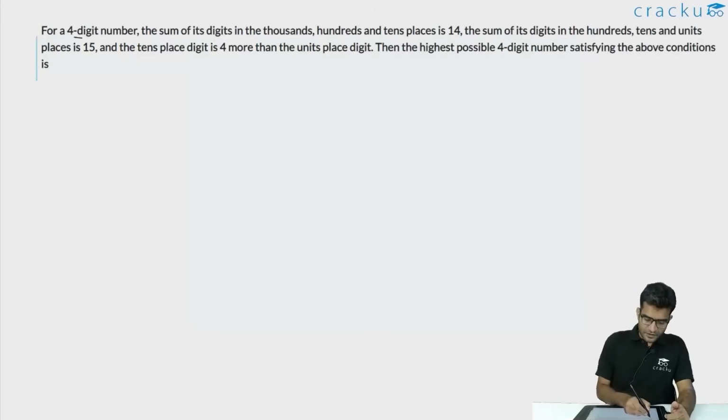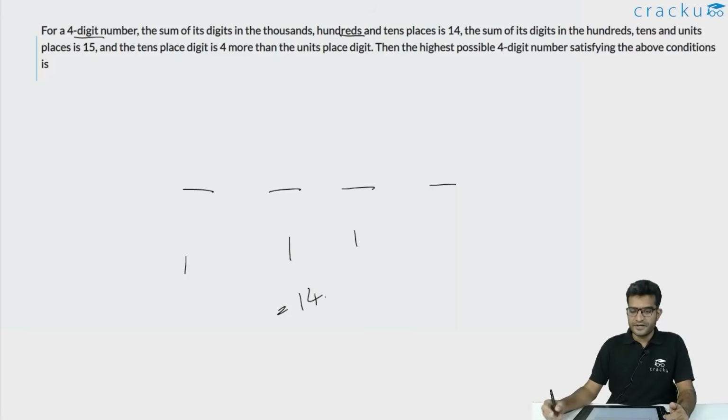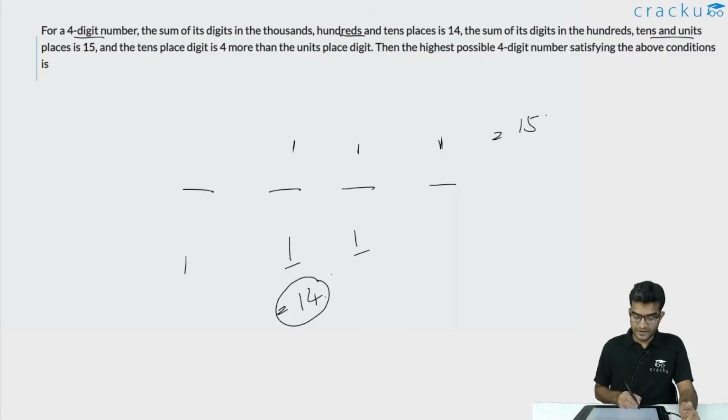In this question we are told that there is a 4-digit number like this, and the sum of the digits in the thousands place, hundreds place and tens place, these three numbers add up to 14. And we are also told that the sum of the hundreds place, tens place and units place, these three sum up to 15. You should notice that the number in the hundreds and the tens place is common in both of these equations. And the first sum is 14 where you are having the thousands place number, and the second sum is 15 when you are adding the units place number.